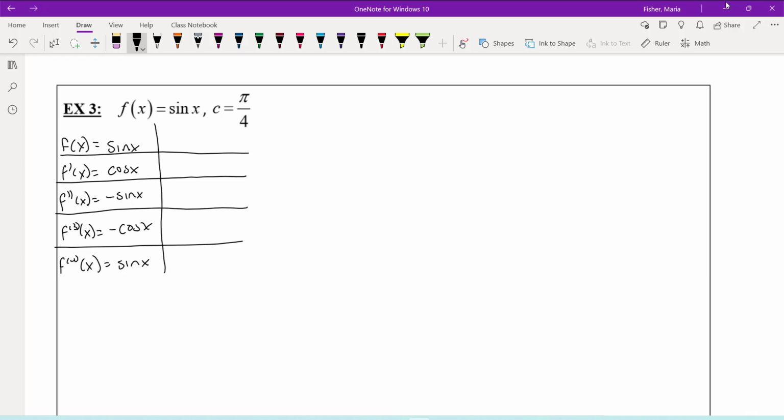Now let's plug in our c, and our c here is pi over 4. F of pi over 4 is going to be the sine of pi over 4, which is the square root of 2 over 2. F prime of pi over 4 is also the square root of 2 over 2. F double prime of pi over 4, negative square root of 2 over 2. Third derivative at pi over 4, again, negative root 2 over 2. Fourth derivative at pi over 4, positive square root of 2 over 2.